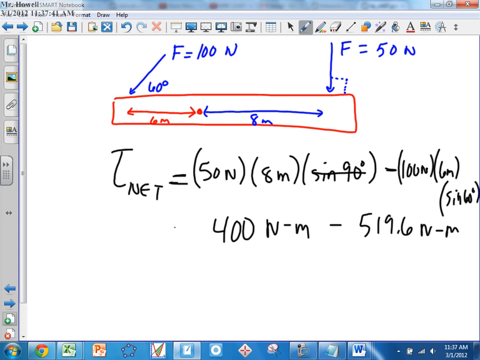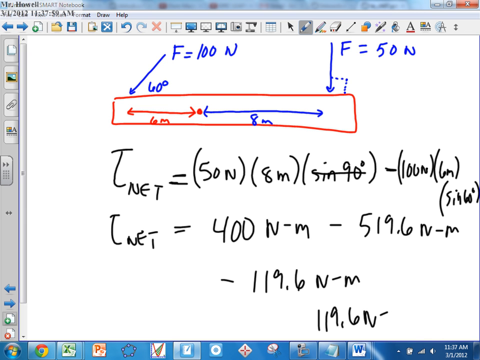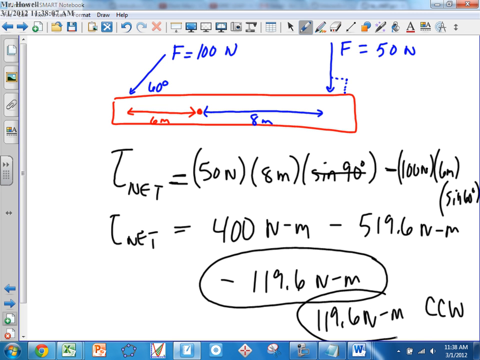So my net torque will be negative or positive? Negative, again, because I'm subtracting a bigger number. So which way is this going to move? Counterclockwise. So I get negative 119.6 Newton meters, which really means 119.6 Newton meters counterclockwise. If you write your answer like this, or like this, that is fine.